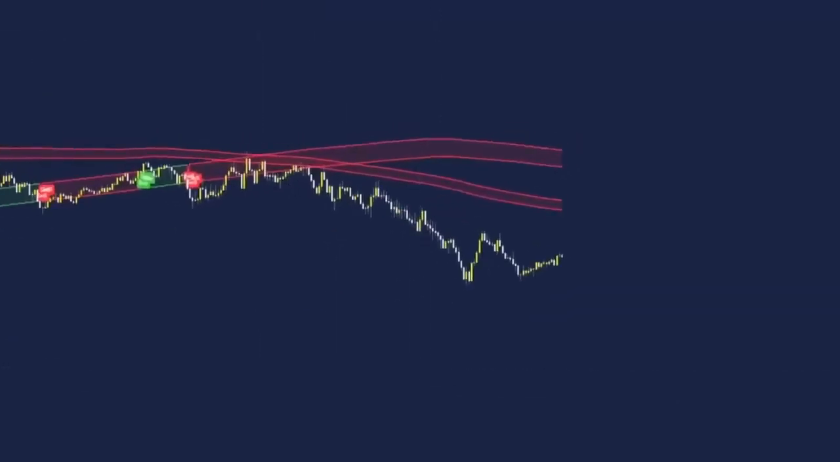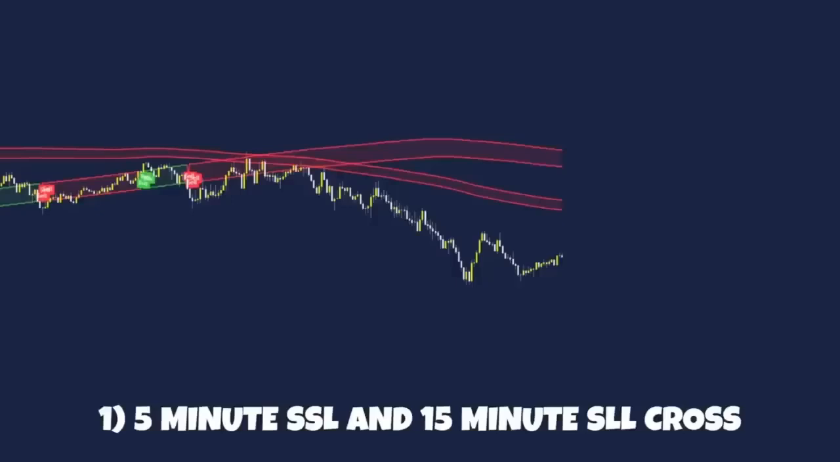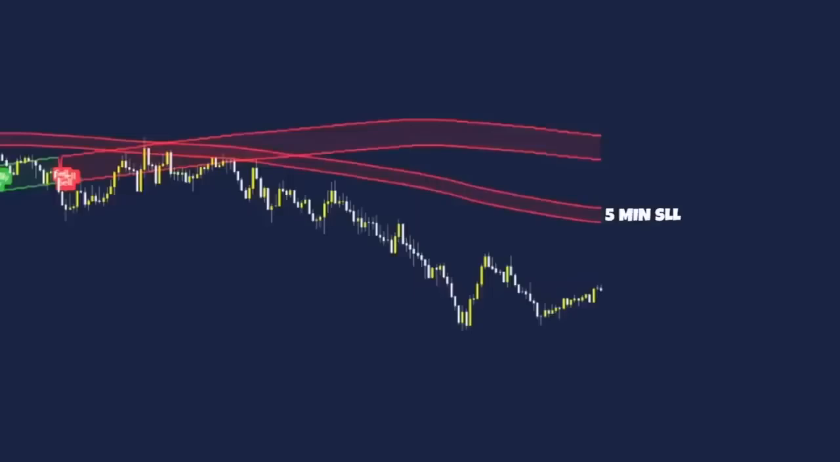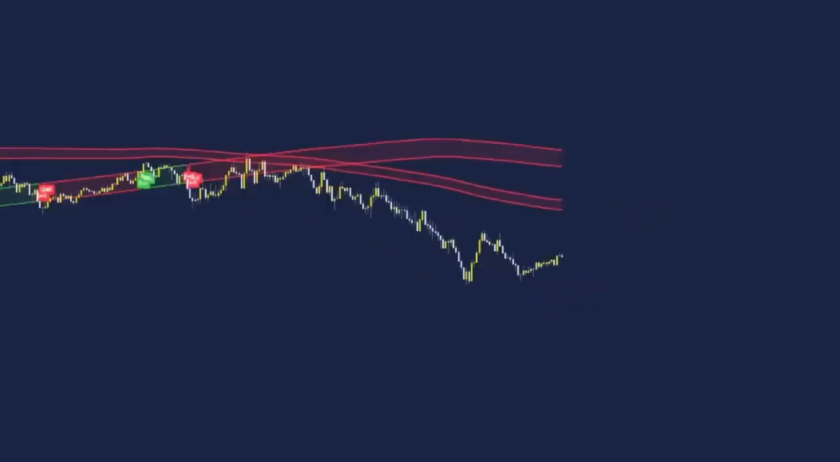Now the first rule for this strategy is we want to see the 5-minute SSL and the 15-minute SSL cross. This has to be a very clear cross where price is pushed away and the 5-minute SSL is followed, and then we can start looking on to step 2 for taking these trades.